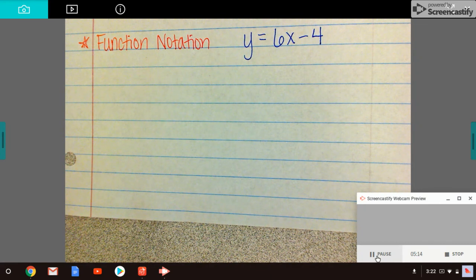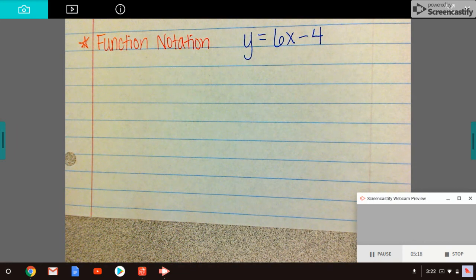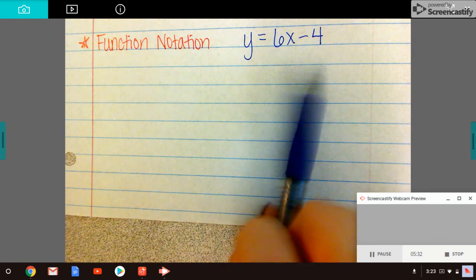So say I were given a function like this, y equals 6x minus 4. I know that it is a function because I only have two variables at most, and both of those have exponents that are 1. There's no exponents higher than 1. There's also no variables in the denominator, so this is a plain old function. This is in standard notation.